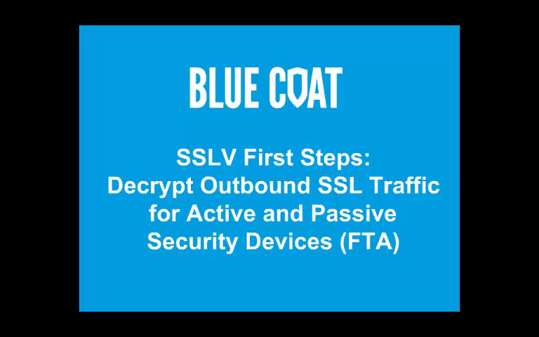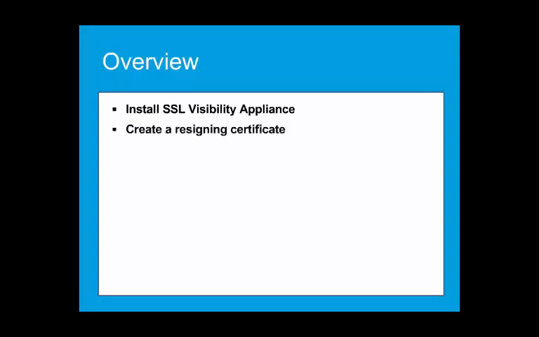Examples of this would be with a next-generation firewall or IPS that is in line with your network traffic. We will perform the following activity to complete the configuration. First, we will install the SSLv appliance in the network. Then, create a resign certificate, create a basic rule set, and create a segment for active inline mode.